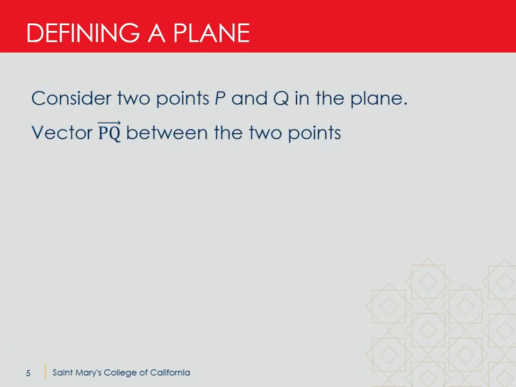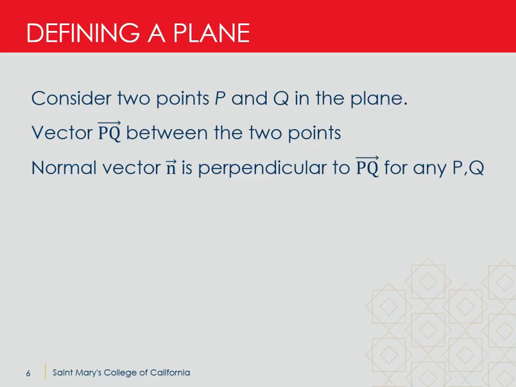Okay, but how do we go about doing that? First off, we can take 2 points that are in the plane. We'll call them P and Q. And so the vector PQ is between those 2 points. In particular, the normal vector n is perpendicular to PQ for any PQ. We could take any 2 points in the plane, and that normal vector will always be perpendicular to that vector. So the normal vector is normal to every vector in the plane.